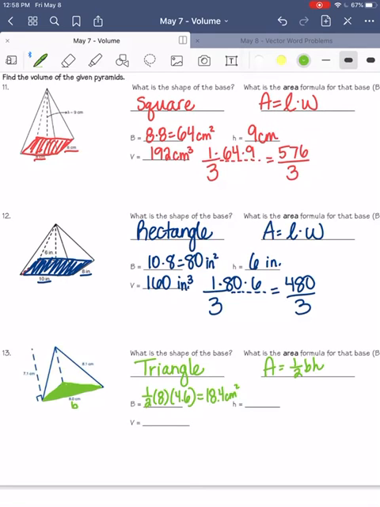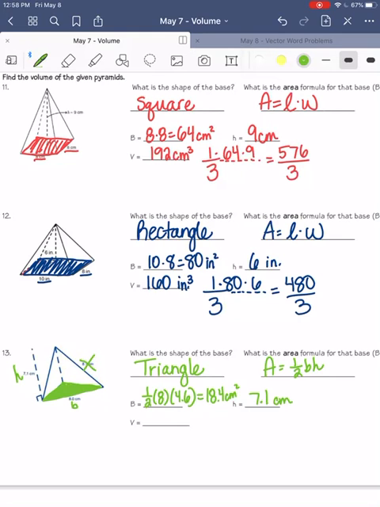Now, what is the height of the pyramid? How tall is the actual pyramid? Is it the 8.1 or is it the 7.1? Well, the 8.1 is slanted and the 7.1 is straight up. So that is our height. We want straight up and down. This is what we call a distractor, okay? So the height is 7.1 centimeters.